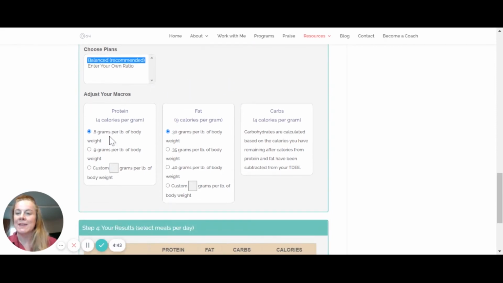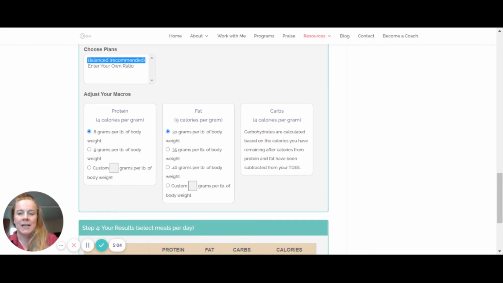So for example, we recommend at least 0.8 grams per pound of body weight for protein. Why? Because protein is very satiating, and protein helps you preserve more muscle in a calorie deficit, and it helps you build more muscle. So 0.8 grams, the research shows, is optimal for building muscle.